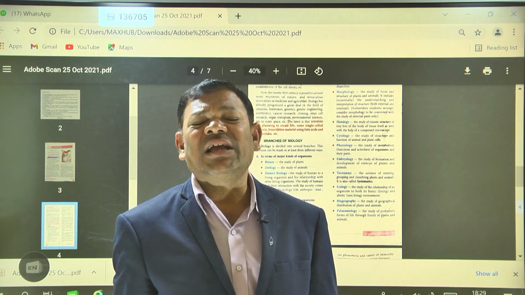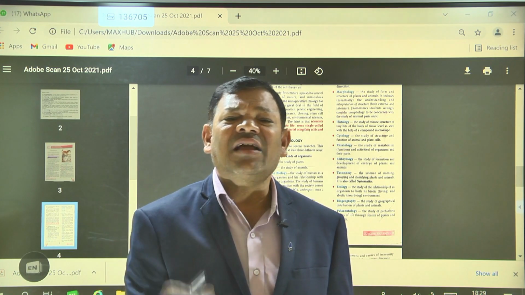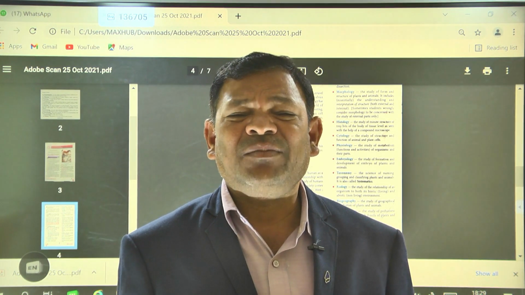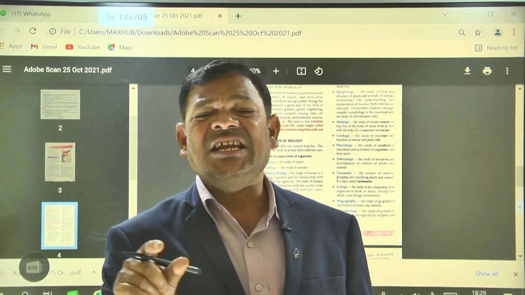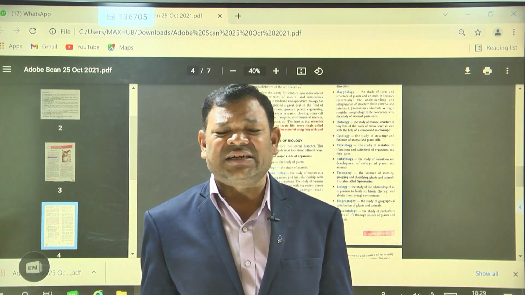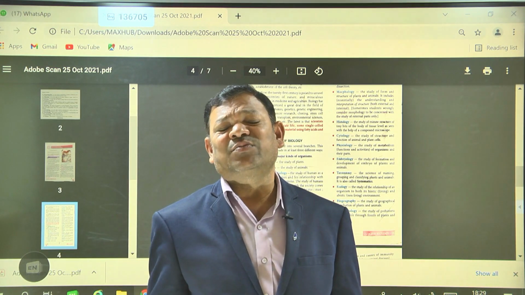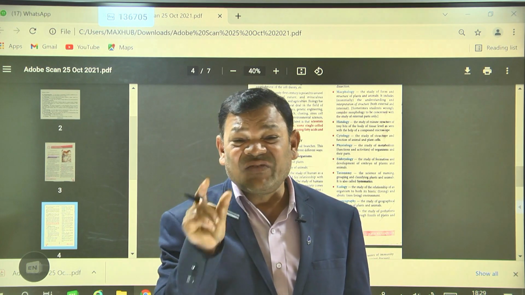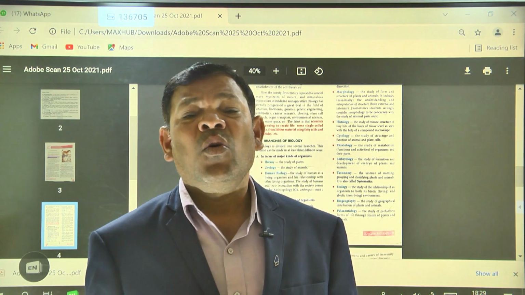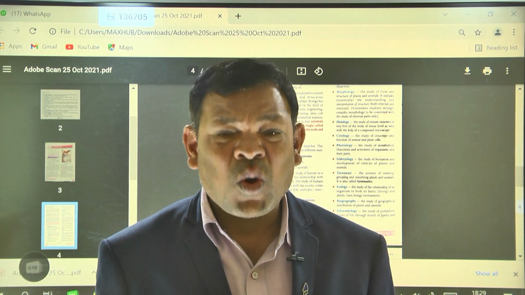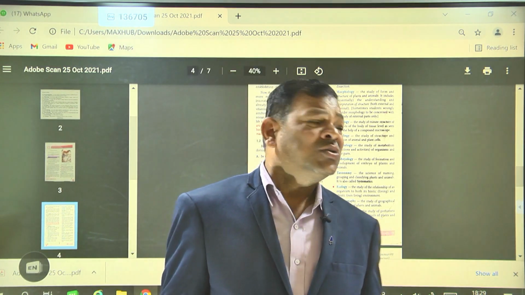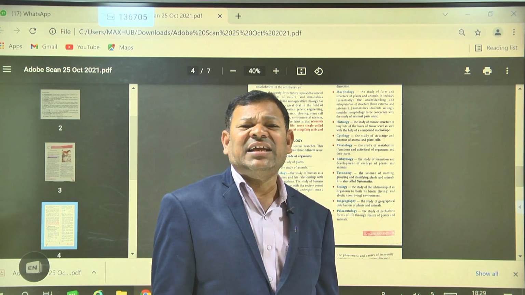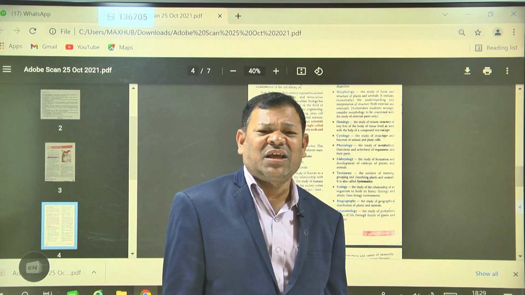According to Carolus Linnaeus's binomial nomenclature, every organism must have two names. The first one is the genus. The genus must be written in a capital letter and the species in a small letter. So according to him, the scientific name of the human being is Homo sapiens. Homo sapiens. So who is the father of taxonomy? Carolus Linnaeus is the father of taxonomy.